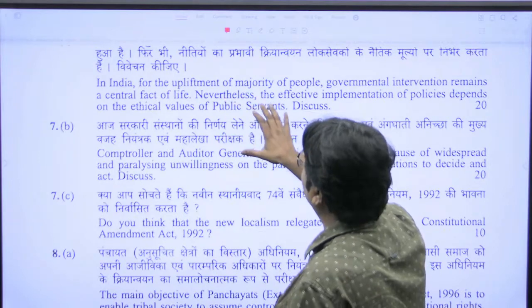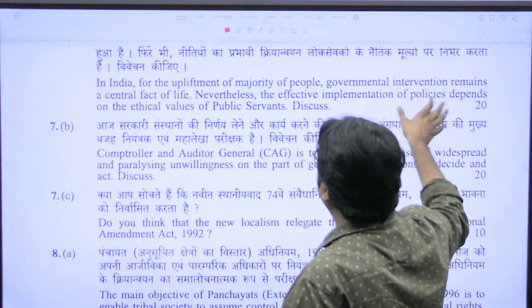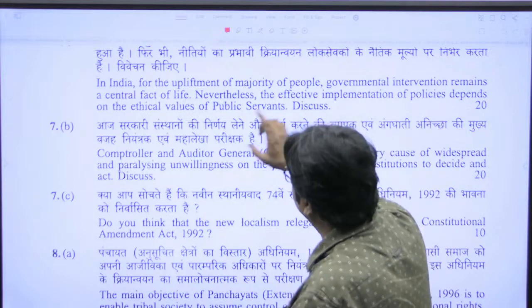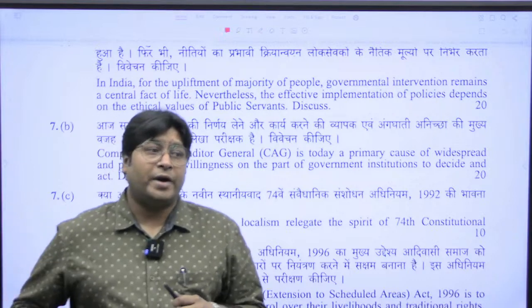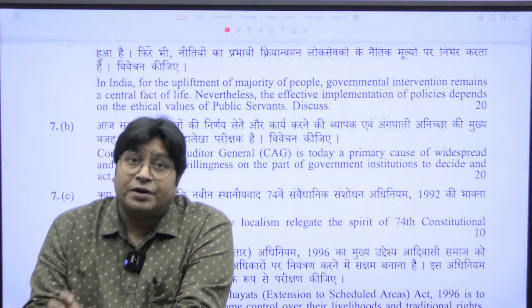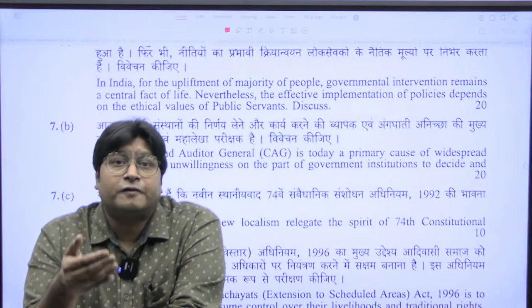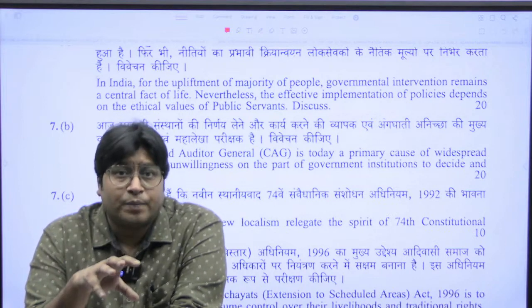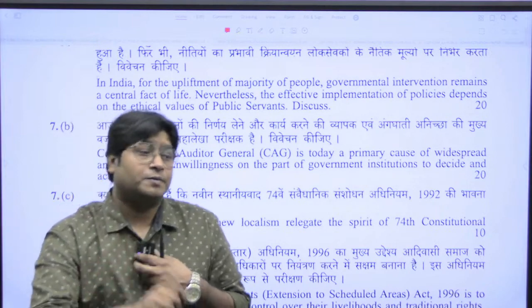See, in India, this is a very good question actually. In India, for the upliftment of the majority of people, governmental intervention remains a central factor of life. Nevertheless, the effective implementation of policies depends on the ethical values of public servants. Right. So obviously, the central role of the government, the monopoly over welfare activities, makes the role of the administration primary. So still today, when you think of welfare, justice, rural infrastructure, social development, you take the state as the primary actor even today in the context of India.